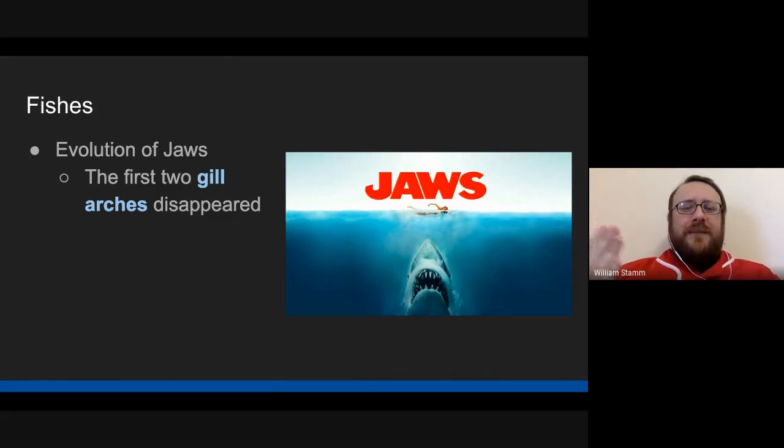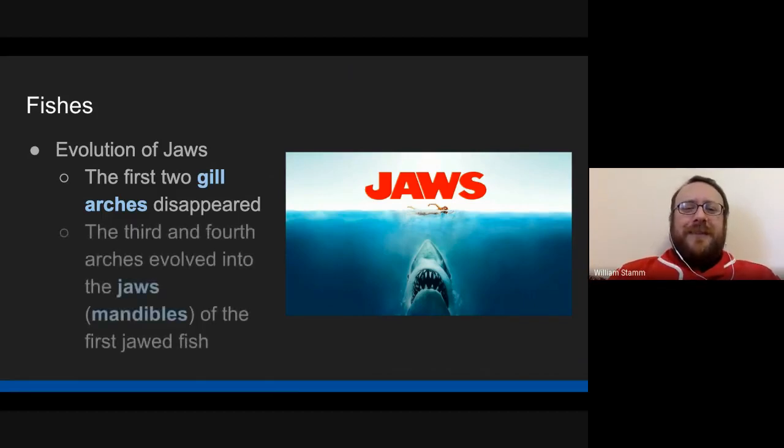arches, basically made of cartilage, called gill arches that would be where the gills developed. And when jaws developed, the very first couple gill arches actually disappeared. So they went away through evolution. And the third and the fourth ones evolved into what we call the jaws, our mandibles, that lower jaw. And the first jawed fish, these chondrichthyes, are going to have those.